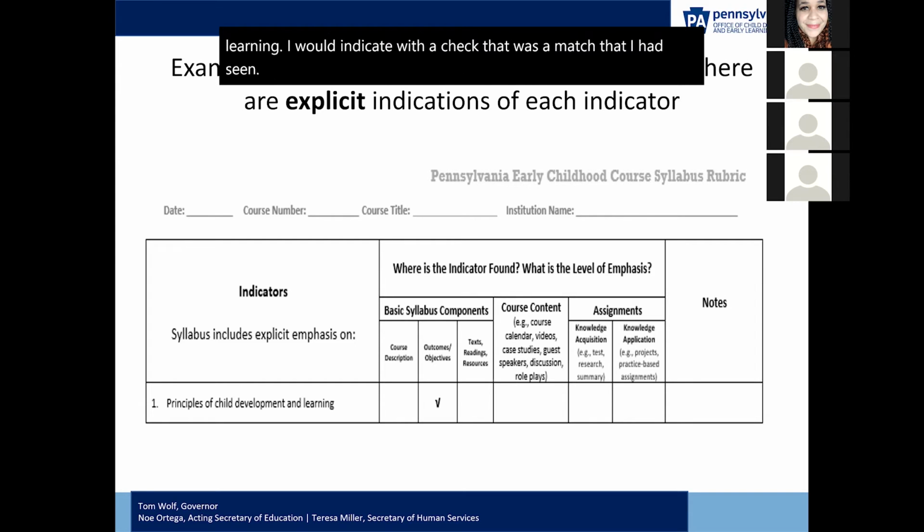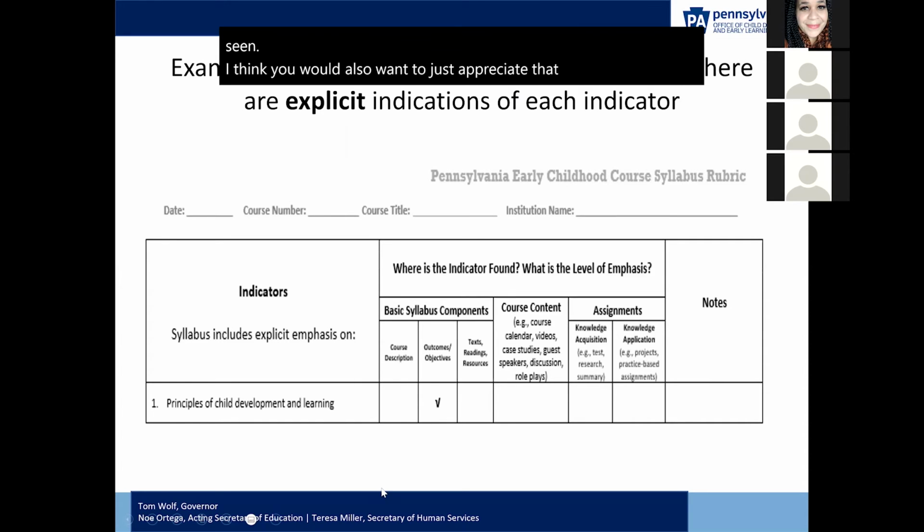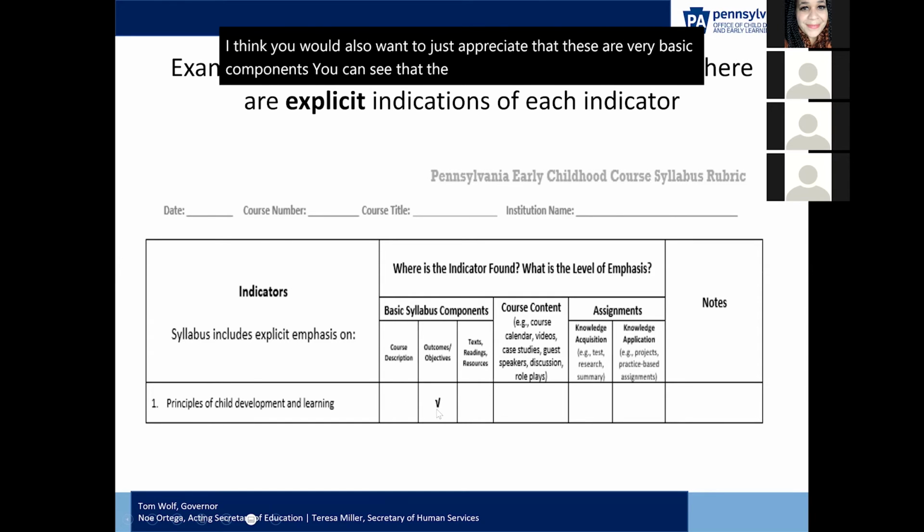I think you would also want to just appreciate that these are very basic components. You can see that the course description, student learning outcomes, or course objectives, and the texts are things that you often find in a typical syllabus. The course content is something that you're more likely to see in what may be a course calendar or topics for the course. And that gives you an opportunity to see whether the indicators are directly reflected as areas of emphasis in those conversations.